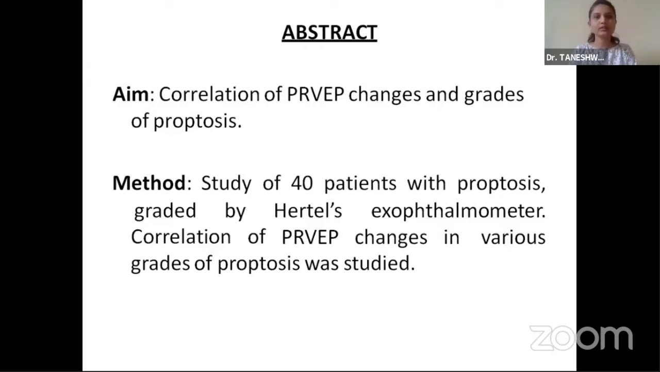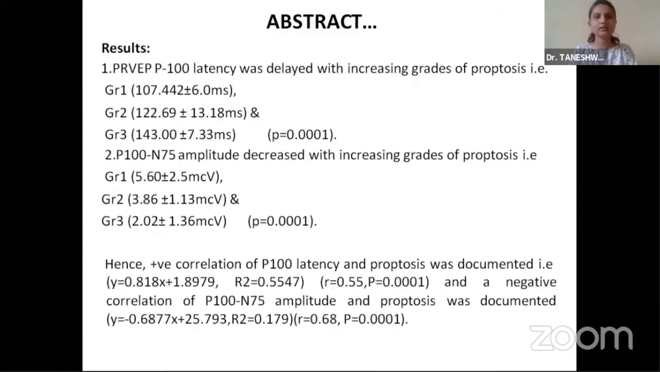The results that we found were that the P100 latency was delayed with the increasing grades of the proptosis. In grade 1 proptosis, it was 107.44 plus minus 6 milliseconds. In grade 2, it was 122.69 plus minus 13.18 milliseconds. And in grade 3, it was 143 plus minus 7.33 milliseconds. This difference was statistically significant with a p-value of 0.001.